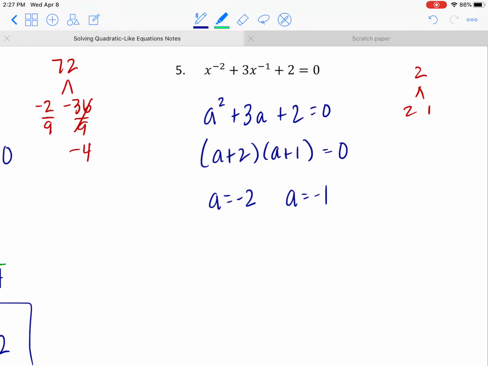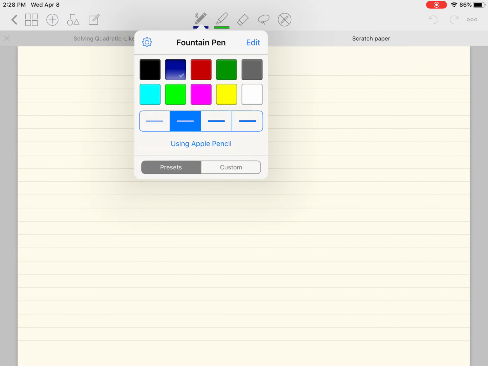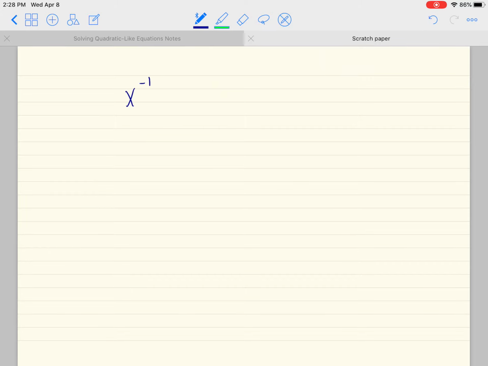Factors of 2 that make 3 are 2 and 1. So this is going to factor into a plus 2, a plus 1, which means a is going to equal negative 2, and a is going to equal negative 1. Now a is going to have to be replaced. We're going to replace a with x to the negative 1. So this is x to the negative 1 equals negative 2, and x to the negative 1 equals negative 1.